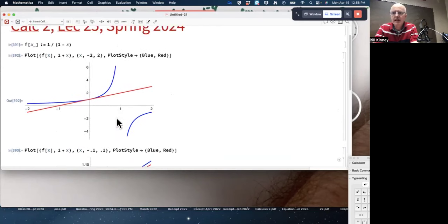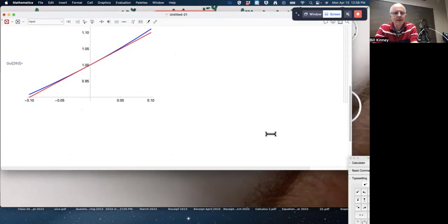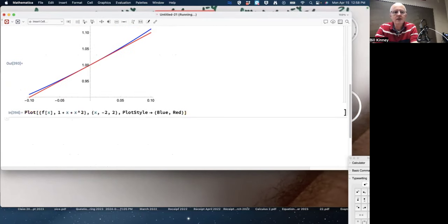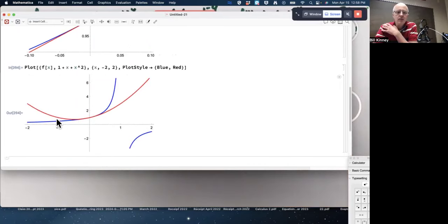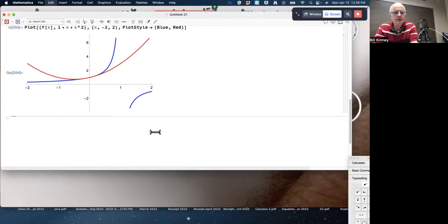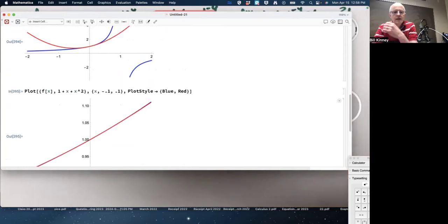If I up the degree to a quadratic, then the red graph will no longer be a straight line, but instead will be a parabola. The red graph is a parabola. It approximates the blue graph very well near x equals 0. Now they're really, really close together.